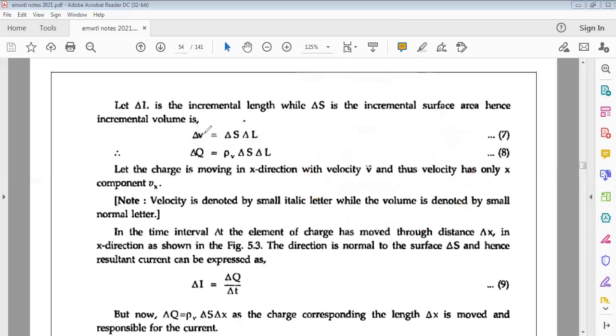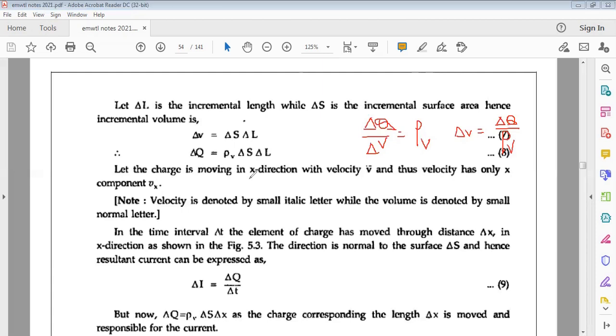And delta V is equal to delta S into rho L, and we can substitute here delta V. What is the formula? We have delta Q by delta V is equal to a small incremental rho V. So delta V is equal to delta Q by rho V. Now I am substituting delta V as delta Q by rho V and cross multiplying the rho V. So delta Q is equal to rho V into delta S into delta L.